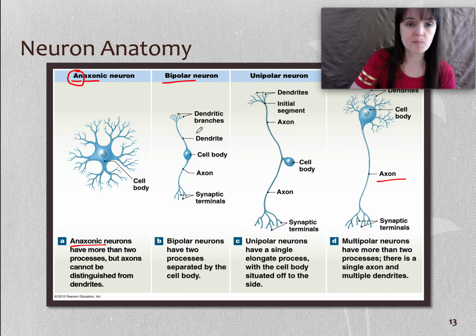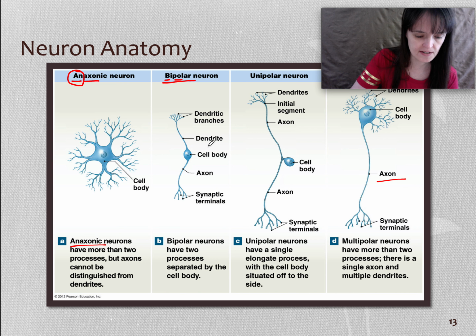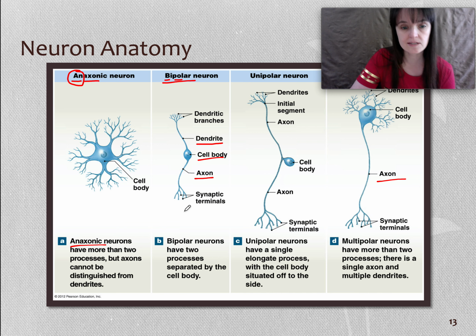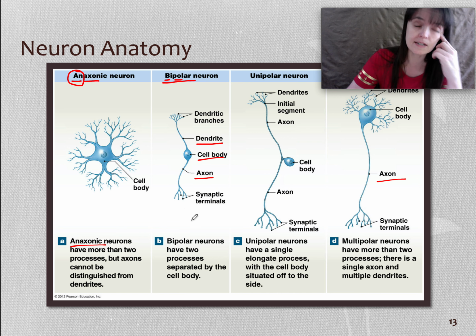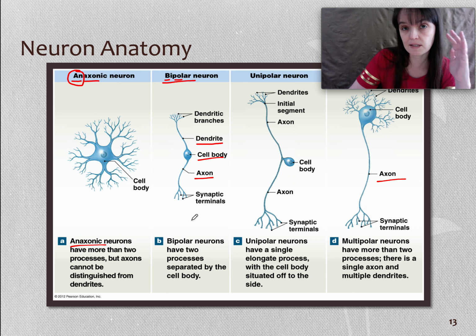Then we have the bipolar neuron. It has two poles. Poles are ends. Bi means two. These are rare, and they're found in the special senses. You have the soma or cell body in the middle with a dendrite on one end and an axon on the other end. We will see these next semester in the retina specifically.